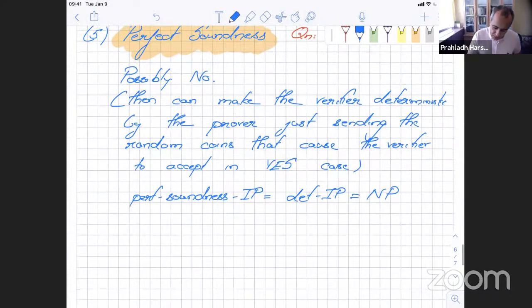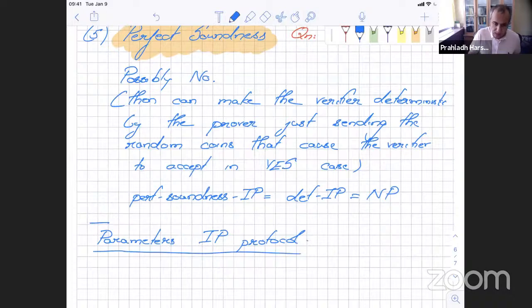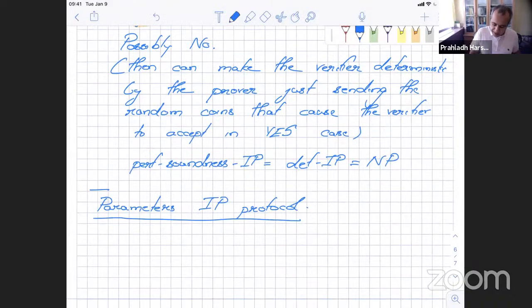So for an IP protocol, we're going to talk about some parameters. Usually this is written as L is in IP. But sometimes we want to specify a little more. We want to say the number of rounds. We want to say if it's public coins or private coins. We want to tell these extra features.